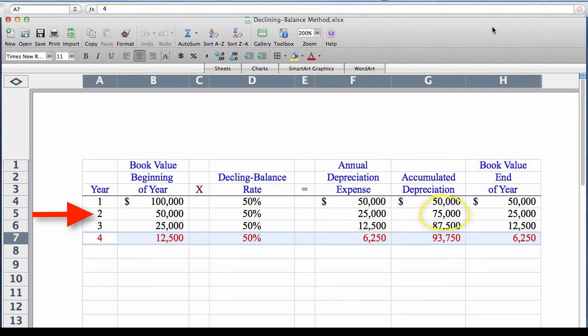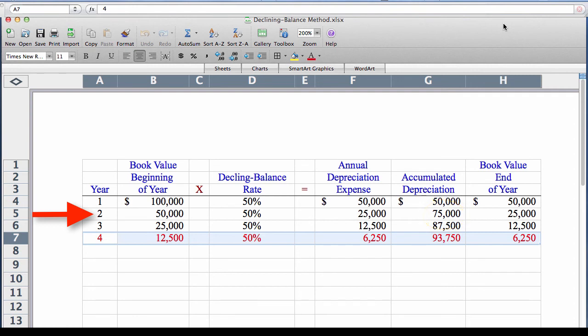The accumulated depreciation at the end of year two then becomes $75,000. This amount can be calculated by taking the accumulated depreciation at the end of year one, $50,000, and adding the depreciation expense for year two, $25,000. It could also be calculated by totaling the annual depreciation expense through year two. Using either calculation, you will get the same answer, $75,000.